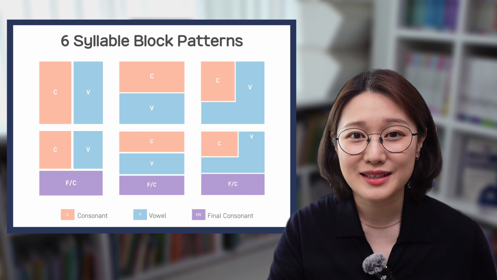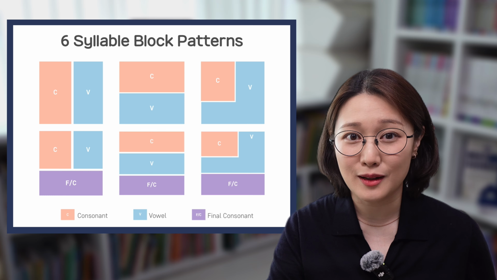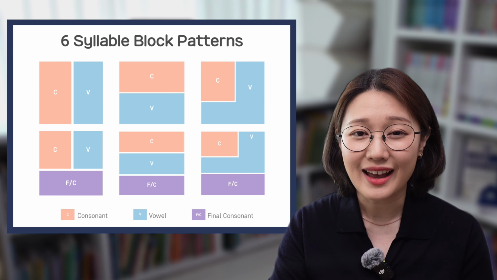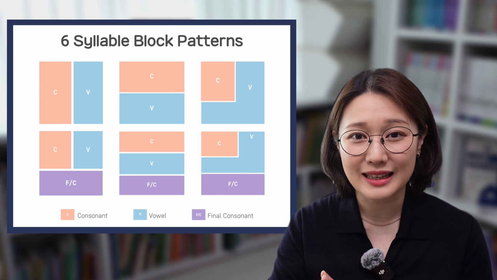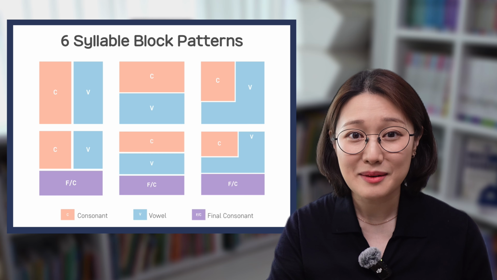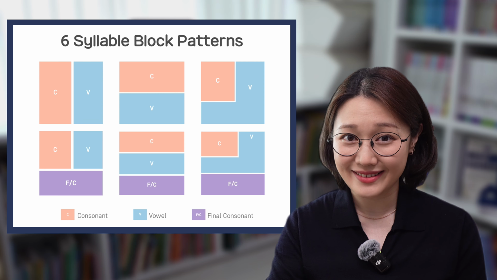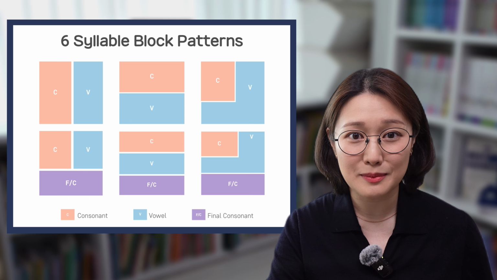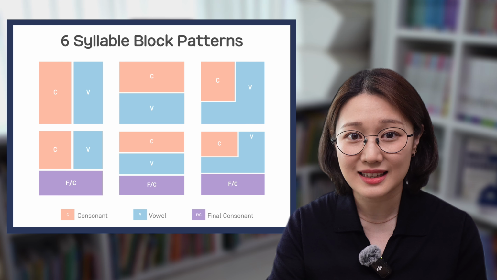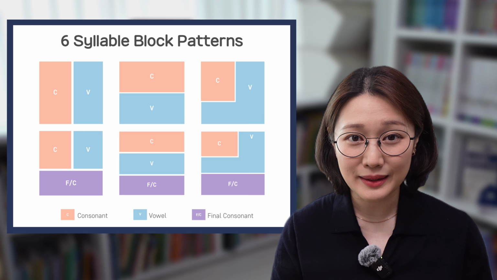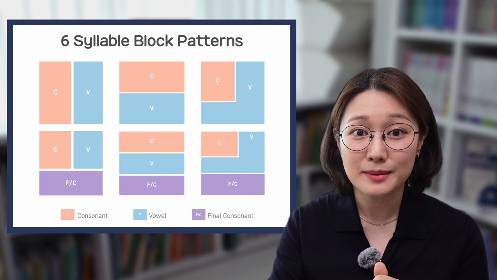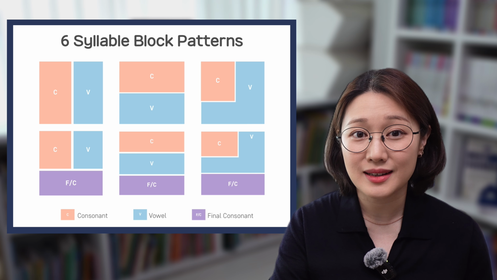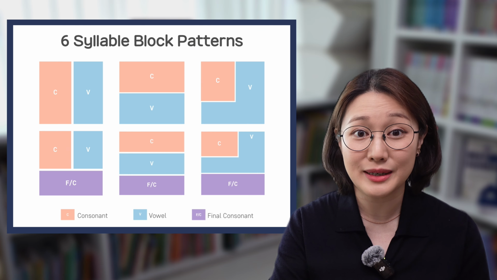Okay, now let's look again at the 6 syllable block patterns from the beginning of the video. How do they look now? At first, they may have looked like simple colored blocks, but now you can understand them, right? Okay, then instead of building syllable blocks with separate consonant and vowels, let's take complete Korean words and break them down using the syllable block patterns we learned today. Let's see how you can actually use these patterns when you read Korean.